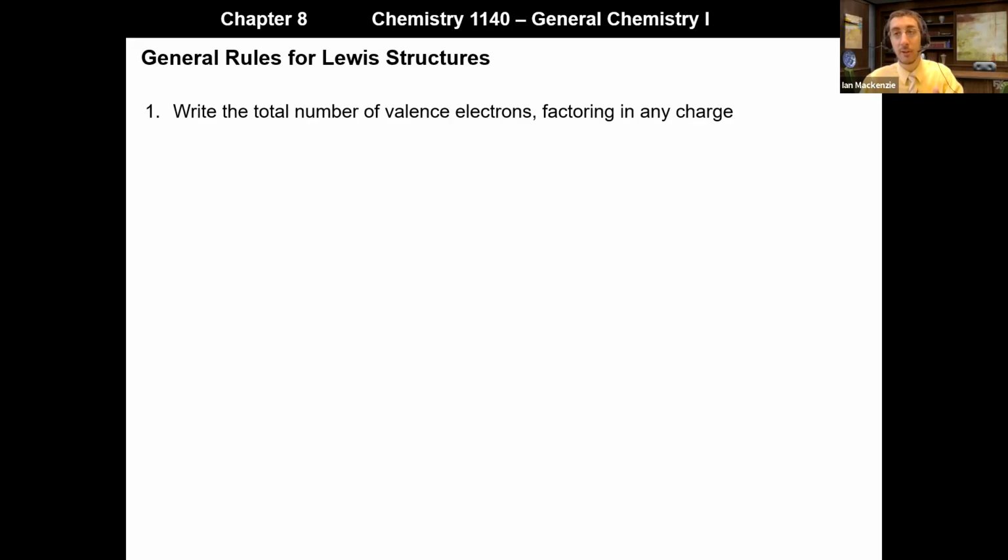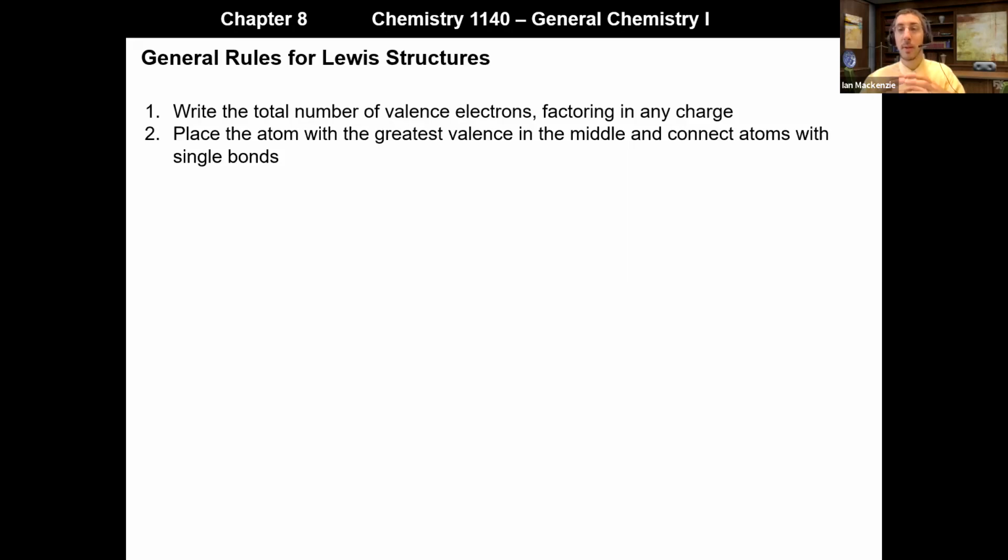If I have a negative charge, I add a number of electrons equal to that charge. If I have a positive charge, I subtract electrons equal to the magnitude of the charge. The next step is that I place the atom that has the greatest valence, so the greatest number of unpaired electrons, in the middle, and then connect the other atoms to it using single bonds.